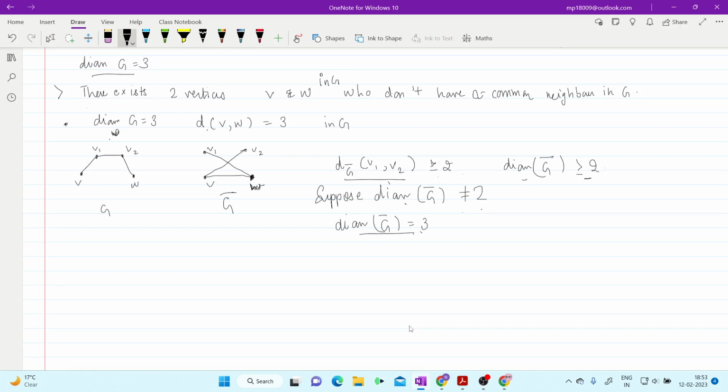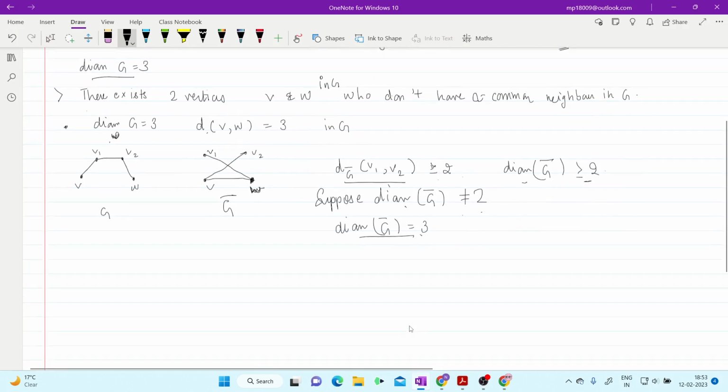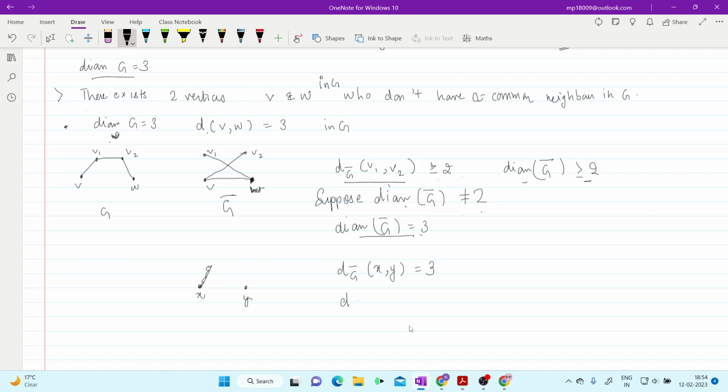Now to prove this result, we just have to arrive at some contradiction, because we are assuming that diameter G bar is not 2. So now we have that this is VW. Now if diameter of G bar is 3, we can do the same thing in G bar also. That is, we'll have two vertices X and Y in G bar whose shortest distance is 3. D G bar of XY is 3 and D G of VW is 3.